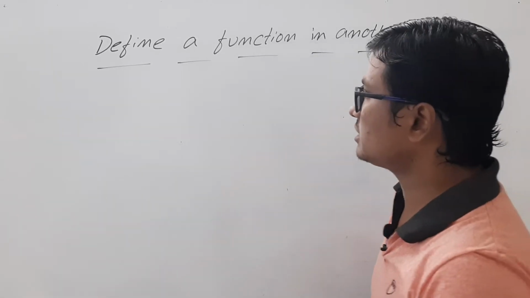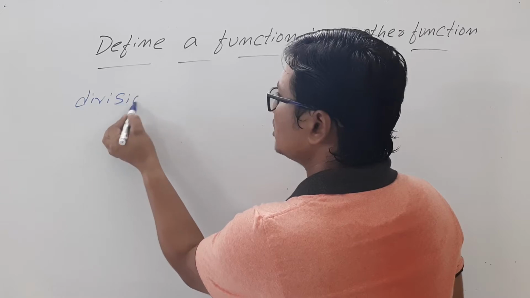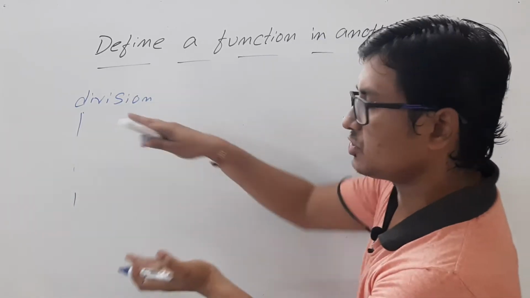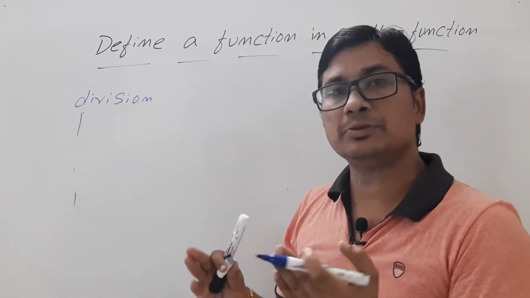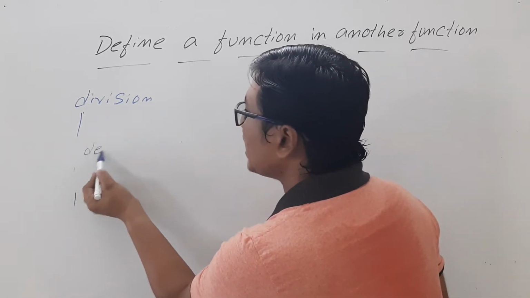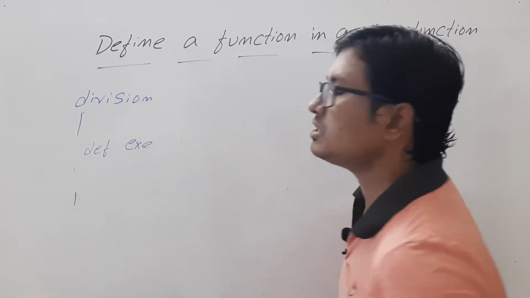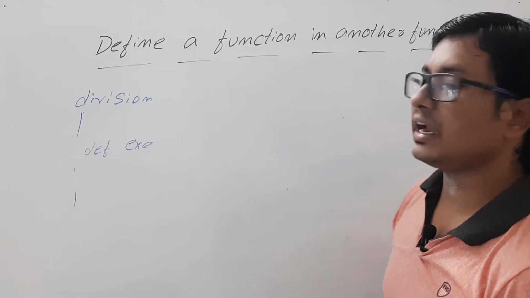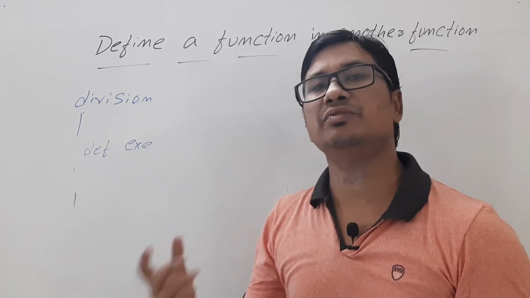Look at here. Let's take that you are defining a function, let's take division. So you have the function body. The function body will have a set of statements you want to execute whenever the function division is called. Inside this function division, I want to define another function, let's take execute. So that is the meaning of defining a function inside another function. Now let me write a simple program to illustrate with an example.